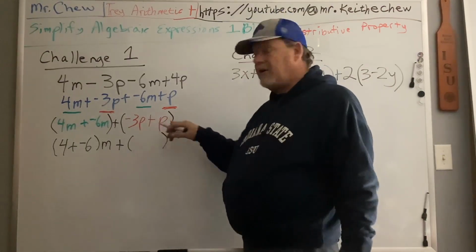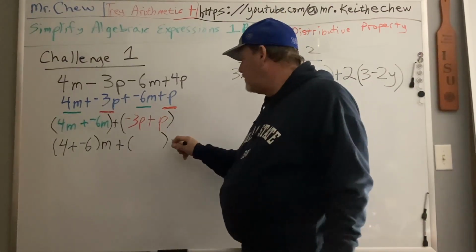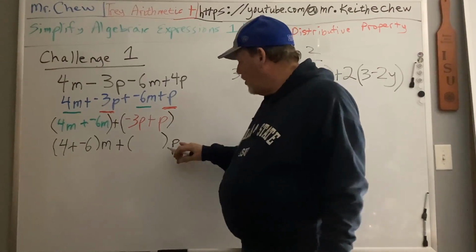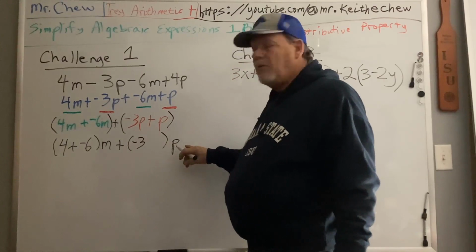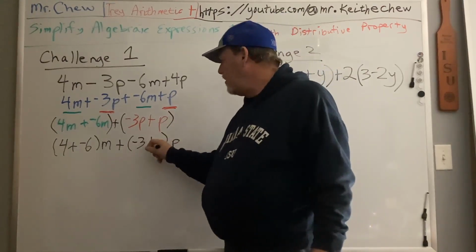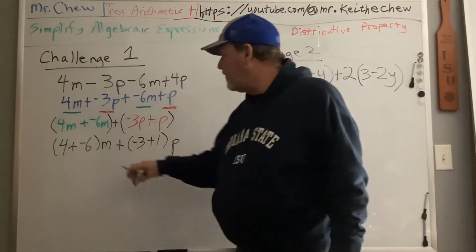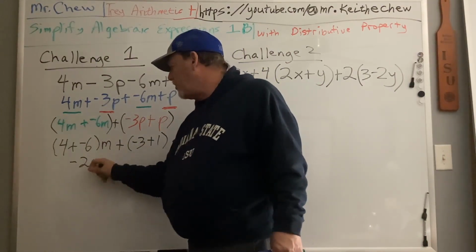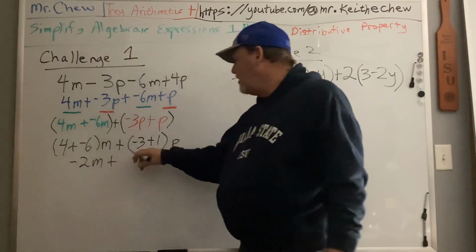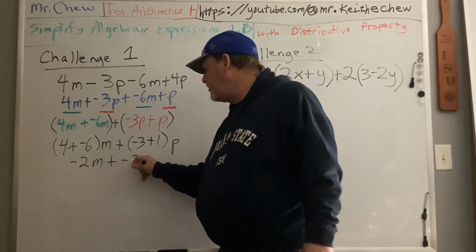So what do they have in common? What is their common variable? P. What do you multiply by p to get negative 3p? Negative 3. What do you multiply by p to get p? 1. Now we simplify it. 4 plus negative 6 is negative 2, and we're multiplying that by m. Negative 3 plus 1 is negative 2.